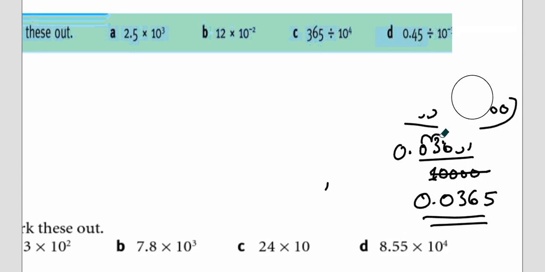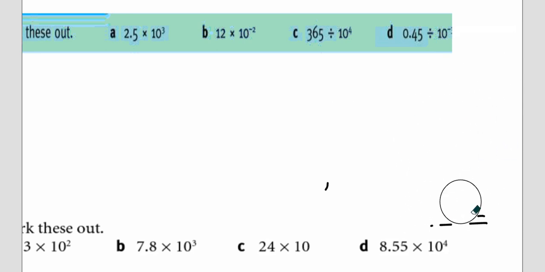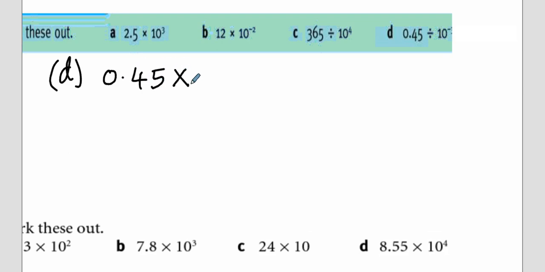Okay, part D. Okay, here we go. Part D is 0.45 divided by 10 to the power of, I think this is -3. Whatever is there, this -3 can be -4, can be -5, it doesn't matter. Let us move with -3.